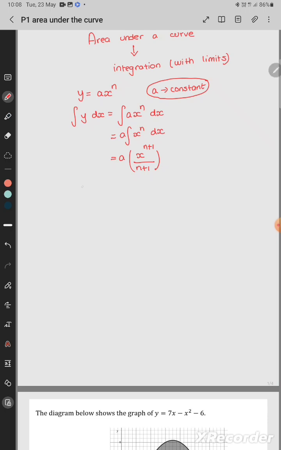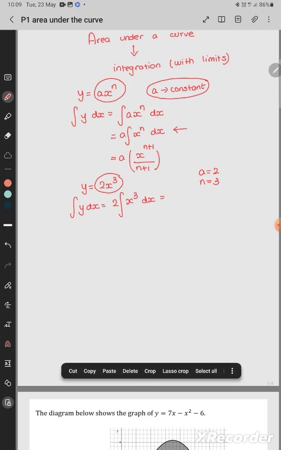So let's look at an example. Let's say we are given y equal to 2x cube, and we want to integrate this. 2 is a constant, so we can put the 2 outside the integral sign like we had done in this step. So 2 integral x cube dx. If you compare our question with the format that we had discussed earlier, a is basically 2, right? And n is equal to 3.